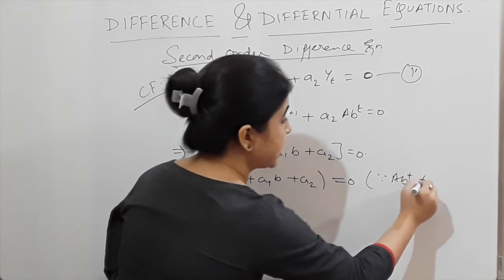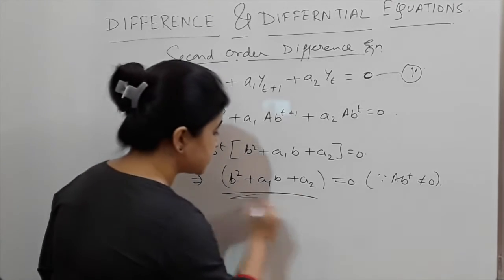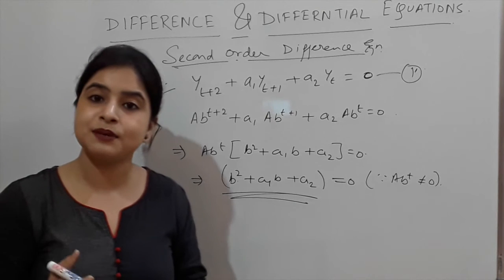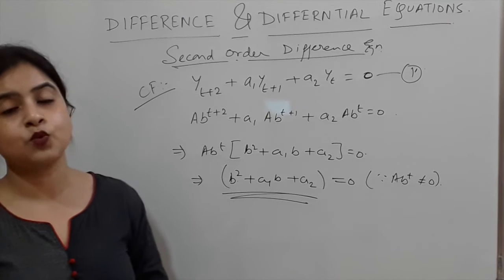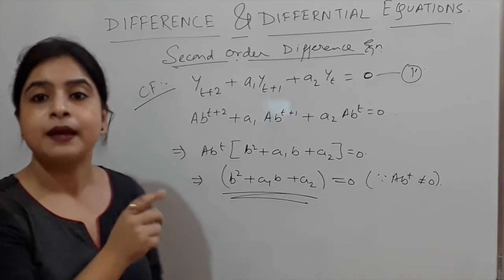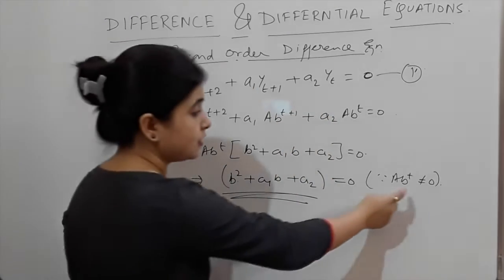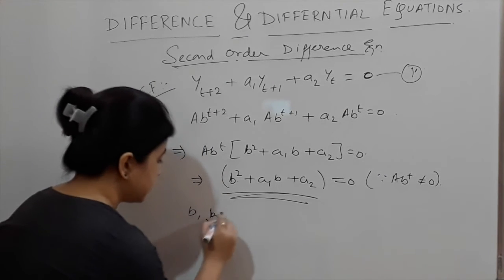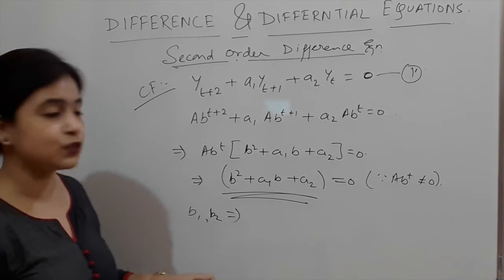Why? Because our trial solution cannot be equal to 0. So what is this particular thing? It is a quadratic equation, right? So we ultimately need to solve it with the help of Sridharacharya's formula. And as it is a quadratic equation, we will be getting two values of b here. What is b? b is the value of the trial solution. So let's apply Sridharacharya's formula and let's see what we obtain.